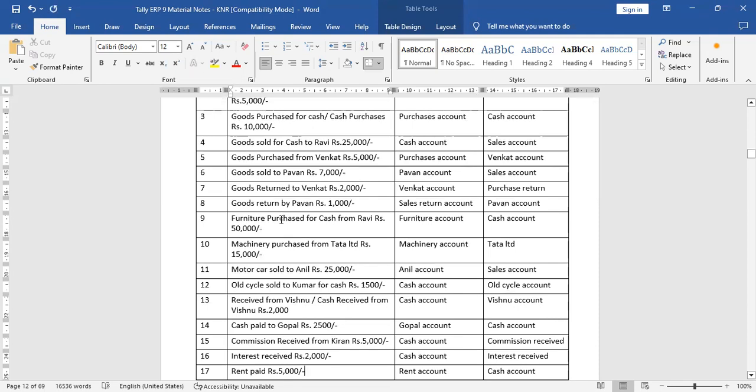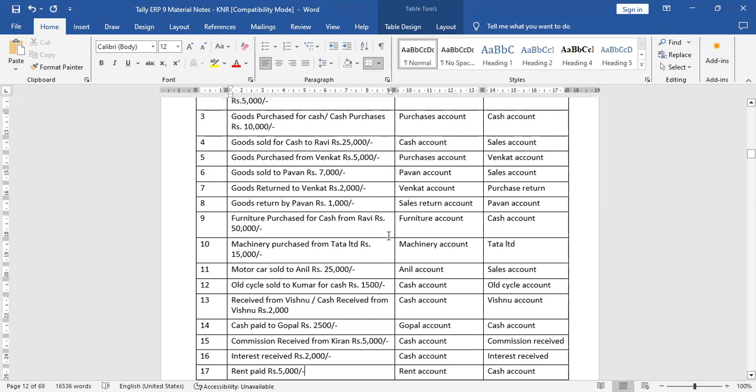Furniture comes in, it is an asset. For assets, which rule do you apply immediately? Real account. Real account: debit what comes in, credit what goes out. So furniture comes in, so debit side. Now you are paying cash or not? Yes. Cash goes out. Which side? Credit side.